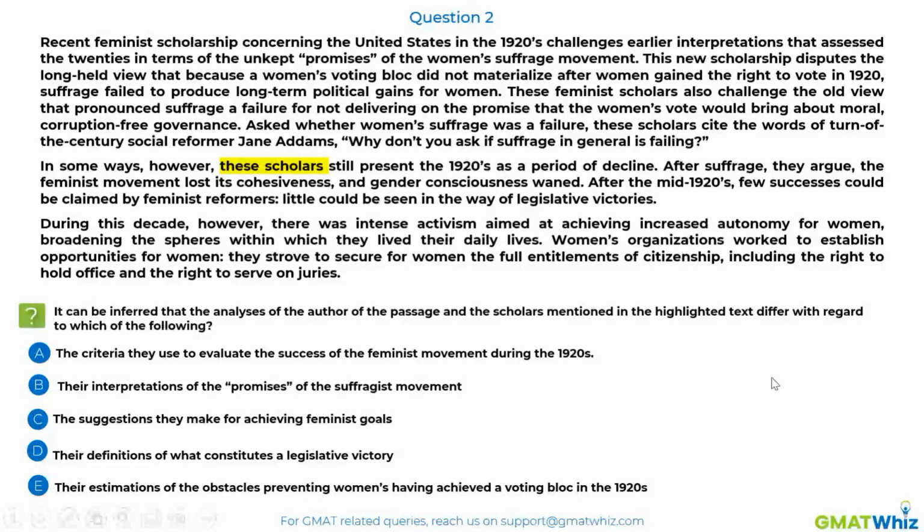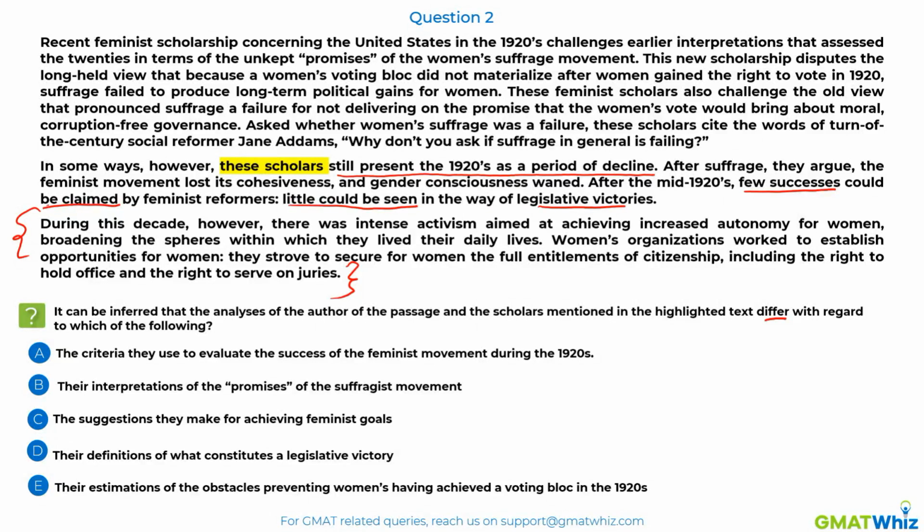It can be inferred that the analysis of the author of the passage, so this is the analysis of the author per se, and the scholars mentioned in the highlighted text differ on which point. Once again, you have a similar question, right? That the author's analysis and the feminist scholars, on what point do they differ? Now, we have it that these scholars still present the 20s as a period of decline. They believe that few successes could be claimed. Little could be seen in way of legislative victories. This is their viewpoint. And let's see what the author says about these things.